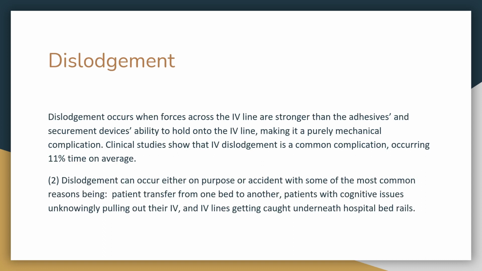Dislodgement. Dislodgement occurs when forces across the IV line are stronger than the adhesives and securement devices' ability to hold the IV line, making it a purely mechanical complication. Clinical studies show that IV dislodgement is a common complication, occurring 11% of the time on average. Dislodgement can occur either on purpose or by accident, with some of the most common reasons being patient transfer from one bed to another, patients with cognitive issues unknowingly pulling out their IV, and IV lines getting caught underneath hospital bed rails.